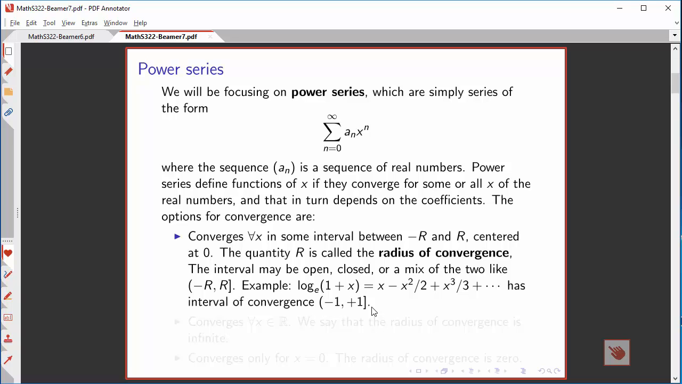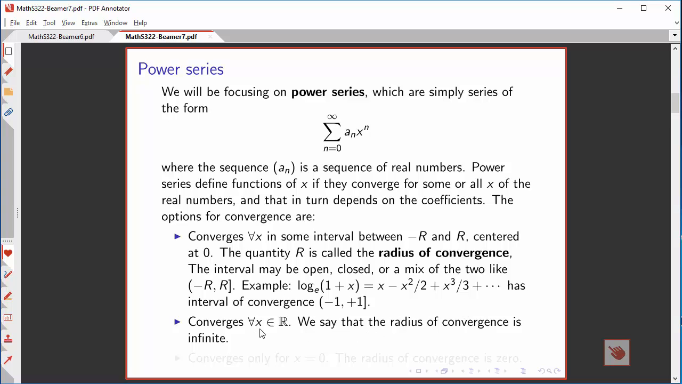Teachers of calculus like these for exam problems because you could force the students to use something like the ratio test or root test to find the radius of convergence, and then apply more subtle tests like the alternating series test and the integral test at the endpoints.